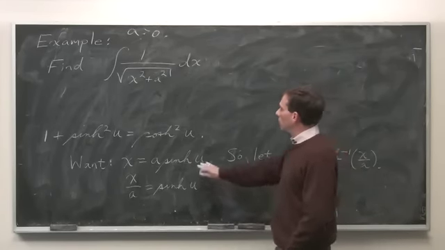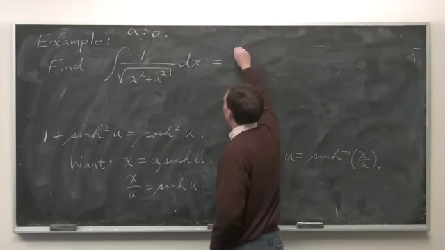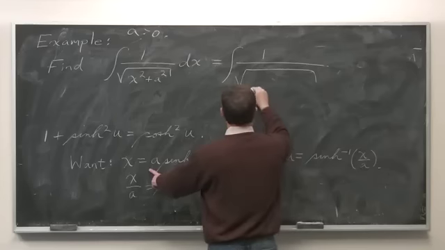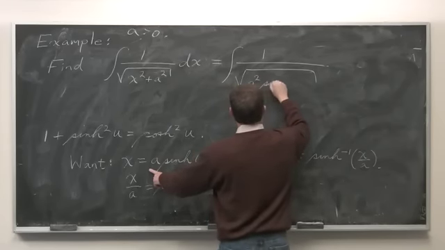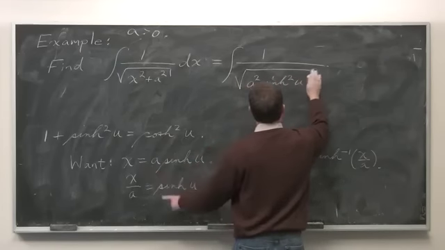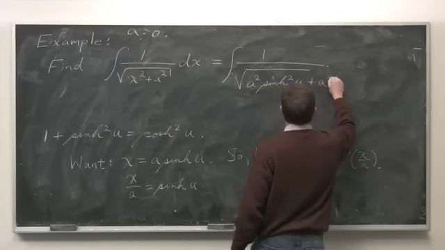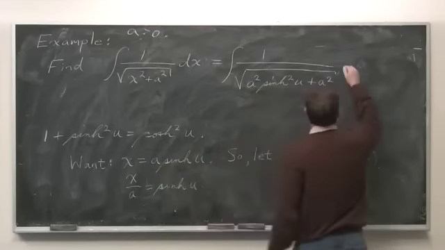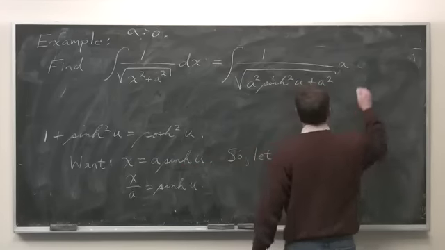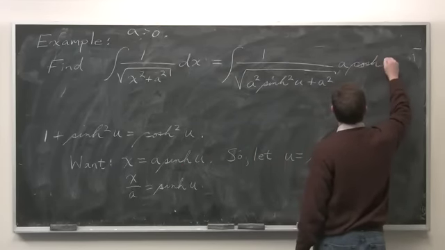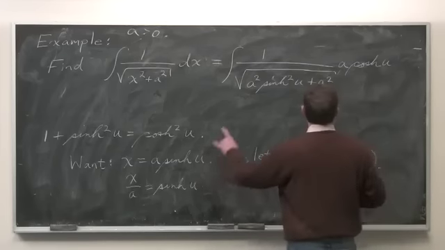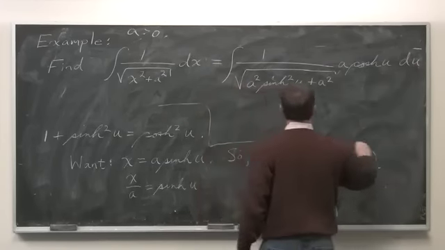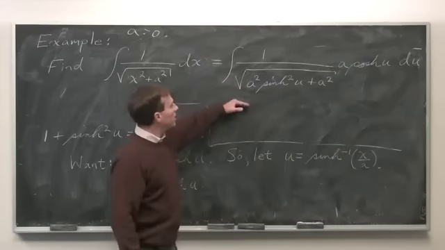And so what do you get? Well then, you get that this becomes the square root of x squared is a squared hyperbolic sine of u squared, and then there's plus a squared. And dx is the derivative of this, so that is a times the derivative of hyperbolic sine is hyperbolic cosine of u times du. So once you've made this substitution, this is what you get.